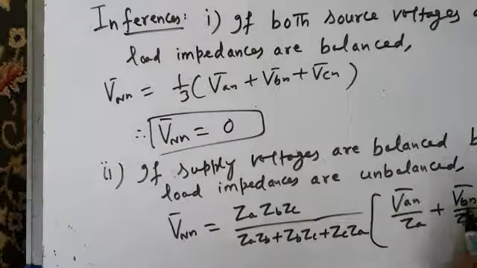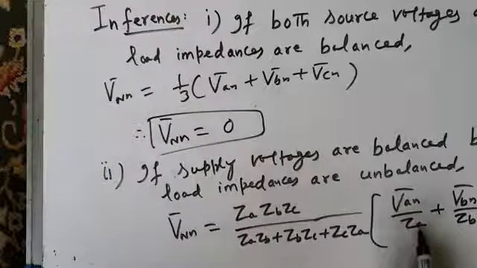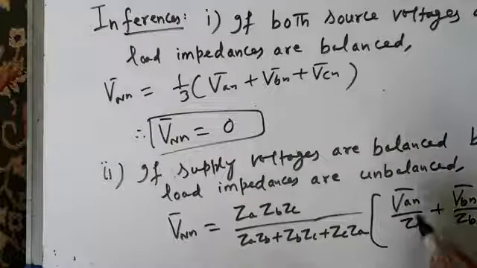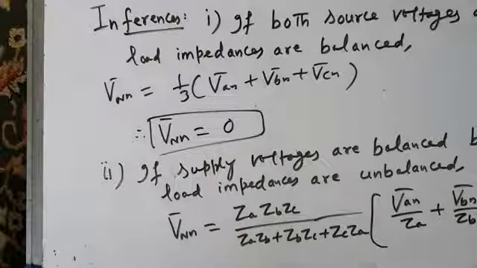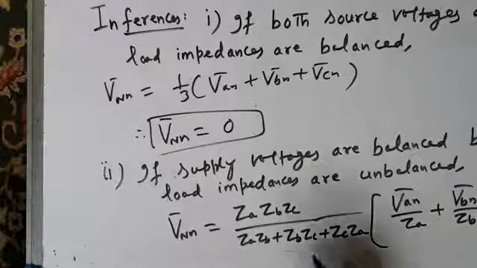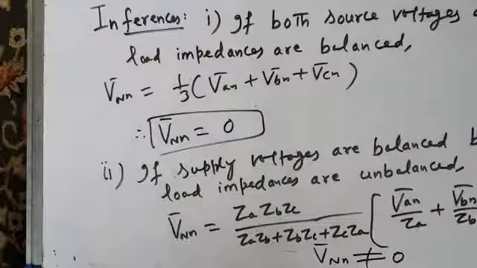Although source voltages are balanced, VAN, VBN, VCN are balanced, but impedances are not balanced. That is, ZA is not equal to ZB, not equal to ZC. So this will give you different amounts of currents. So you cannot make this sum equal to 0. Similarly, here you have different impedances. ZA, ZB, ZC are different. So therefore, you have to use this entire equation for calculation of neutral to neutral voltage. So therefore, neutral to neutral voltage will not be equal to 0. In that case, you have to find neutral to neutral voltage.